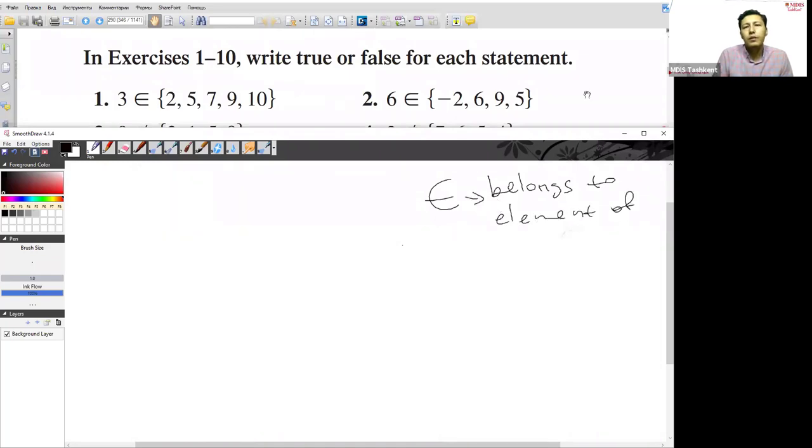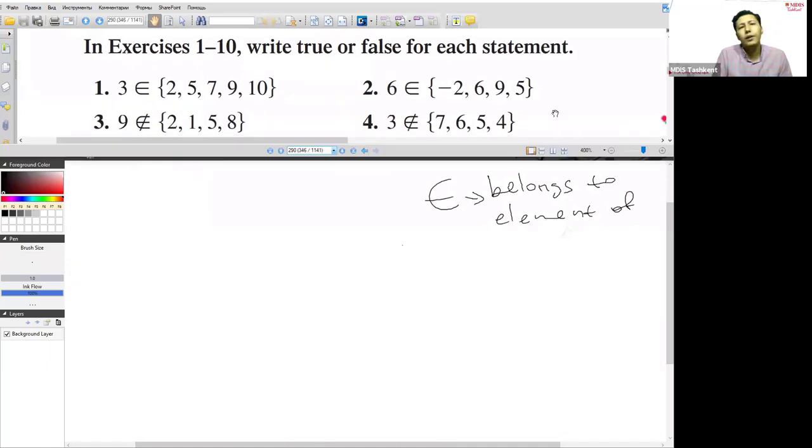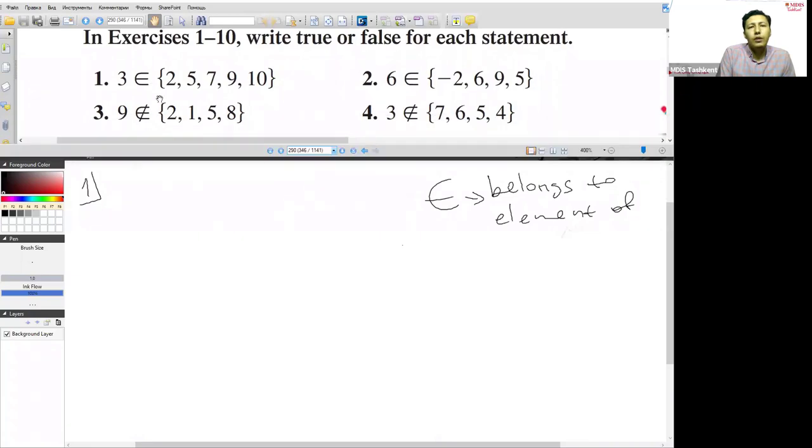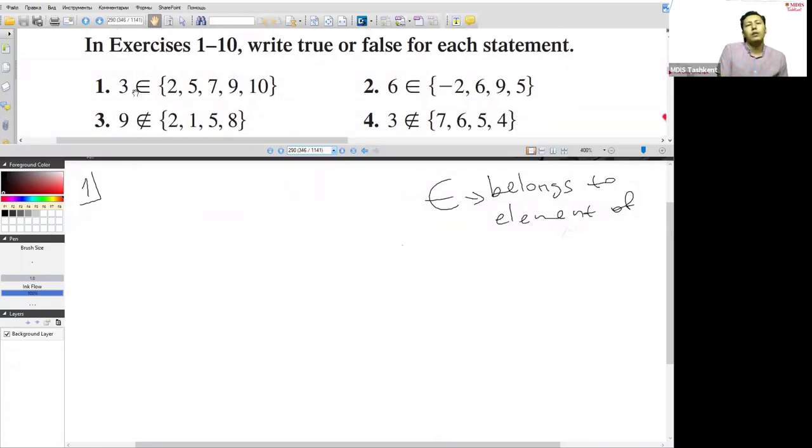Okay, so first one. Read the statement. It says 3 belongs to this set. Is it true or false?